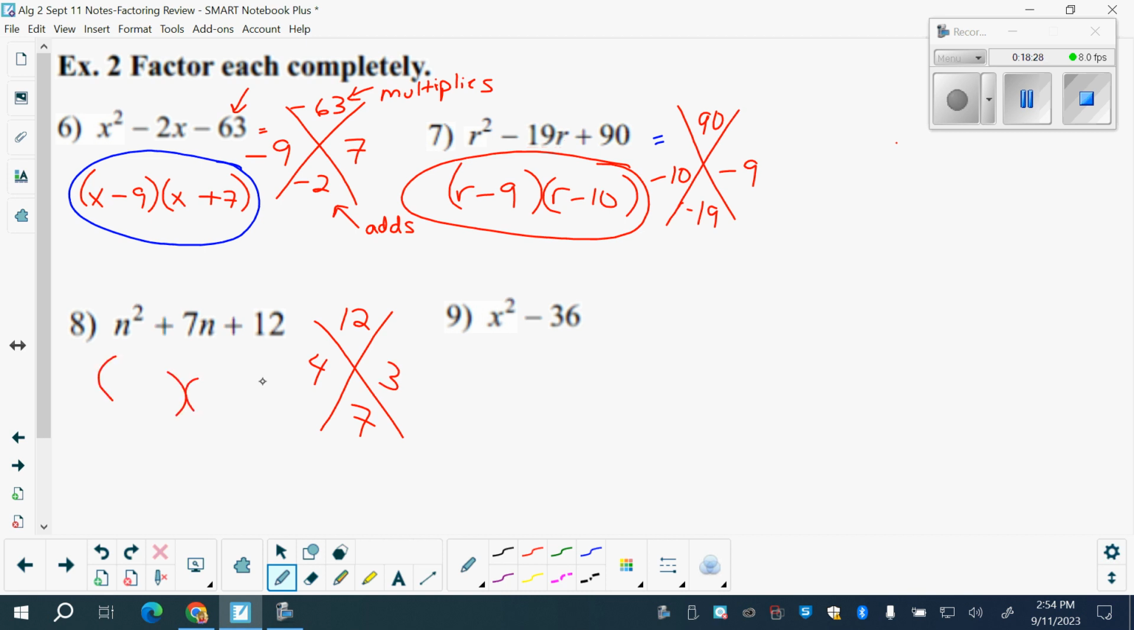And so then our answer, what would our answer be? Asan, can you give us our answer? This helps us organize. And plus 3. Does that make sense? Because this is positive.